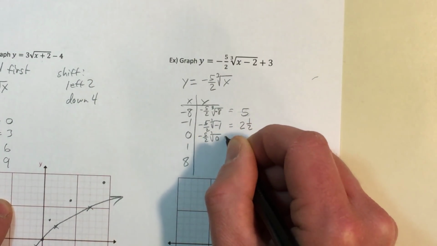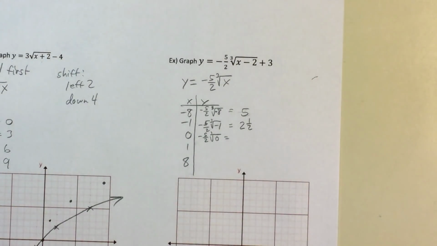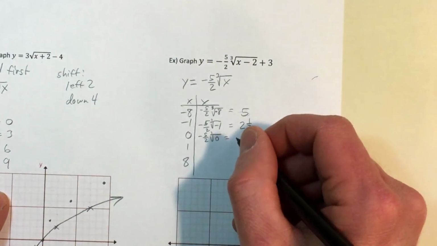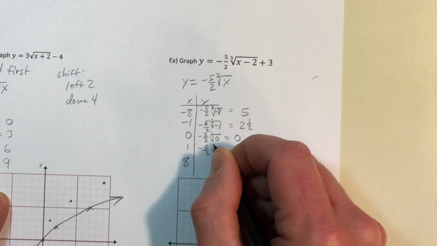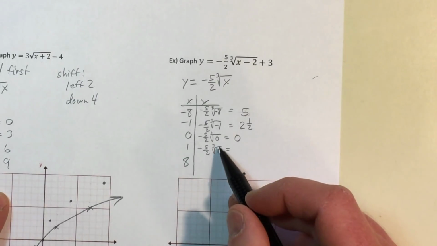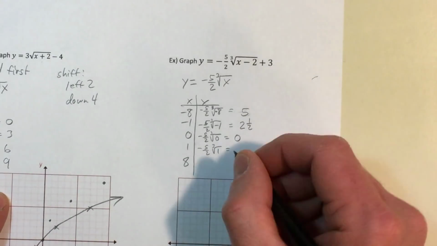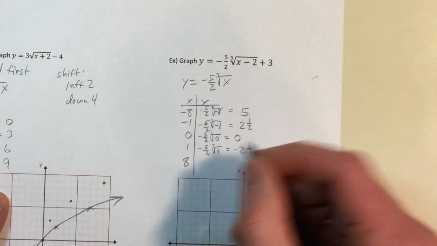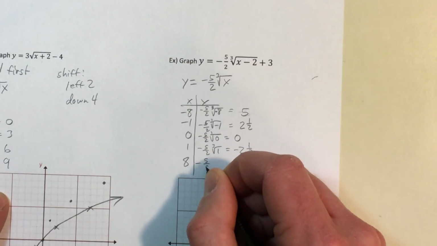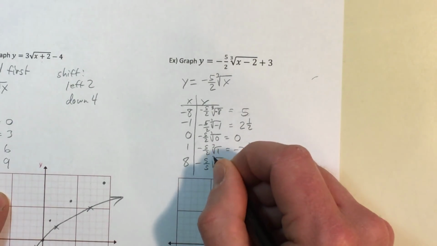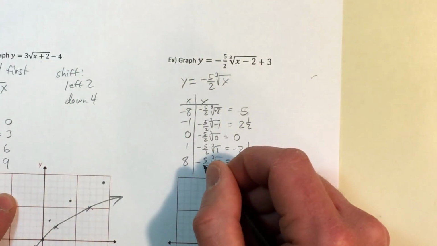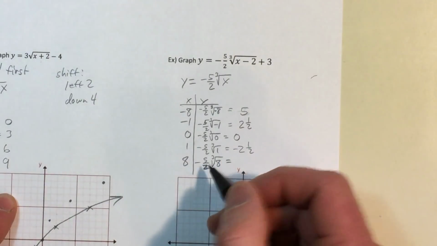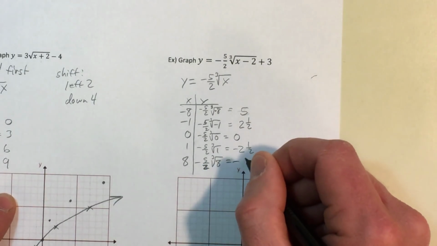-5/2, cube root of 0. The cube root of 0 is 0. 0 times anything is 0. -5/2, cube root of 1. The cube root of 1 is 1. We get -2.5. And then finally, -5/2, cube root of 8. The cube root of 8 is 2. The 2's divide out, we get a -5.